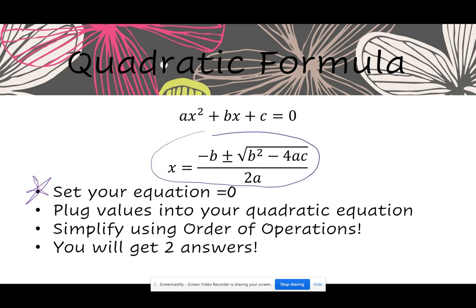x equals negative b plus or minus the square root of b squared minus 4ac, all over 2a. You're going to plug your values into this equation and simplify using the order of operations. This is one of the ones that we focused on that first day of school, and you will get 2 answers.